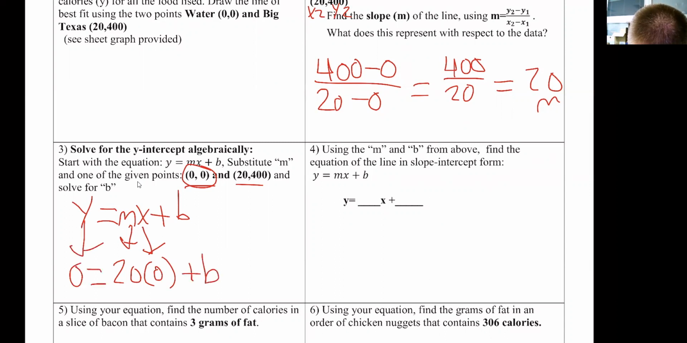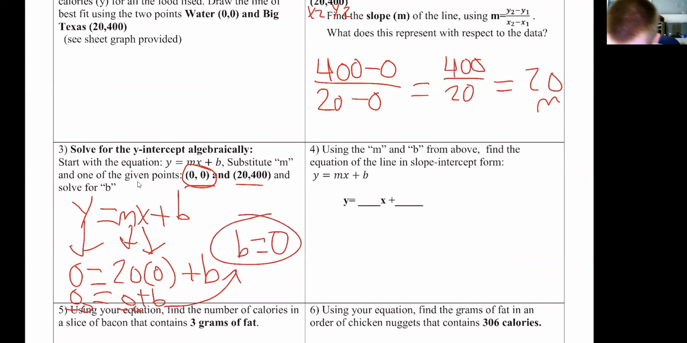20 times 0 would just be 0. And then 0 plus b is just b. If you subtract that 0 over, you're just going to get b equals 0, right? So once you get your m, once you get your b, you can write the equation of our line of best fit we just drew.